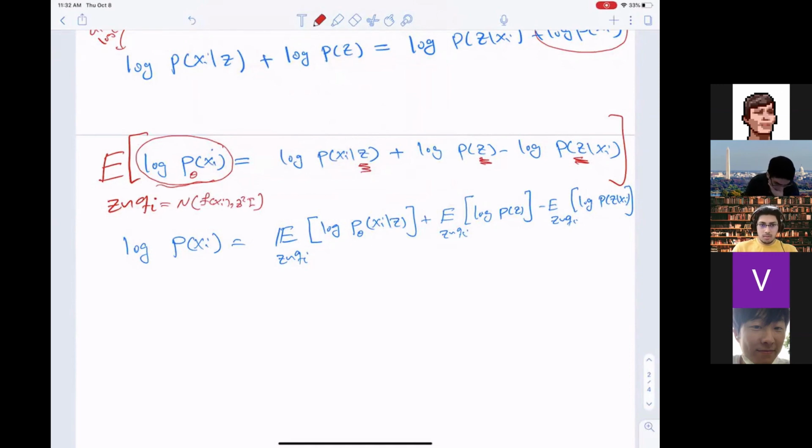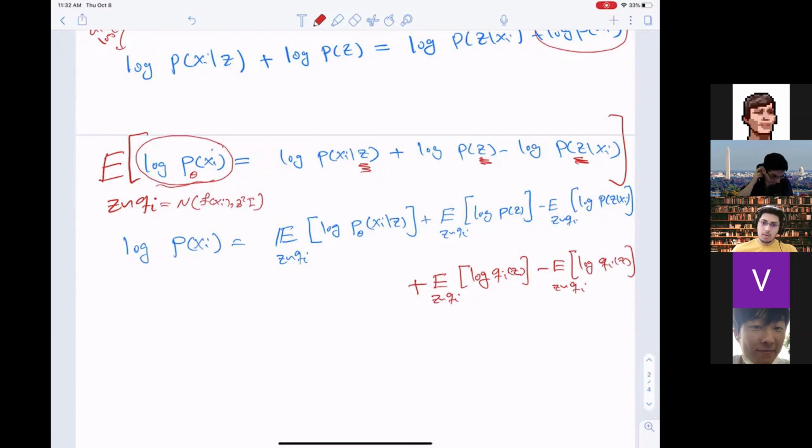Now I'm going to add and remove a term without losing my equality. I'm going to add this term, and you're going to see why I actually add it. This is the only potentially non-trivial part in my analysis. I'm going to add the expectation of log of qi of z, when z is distributed over qi. If you are familiar with information theory, this resembles the Shannon entropy of this distribution qi, and I'm going to subtract this. So I'm adding and subtracting two terms, and nothing changes.